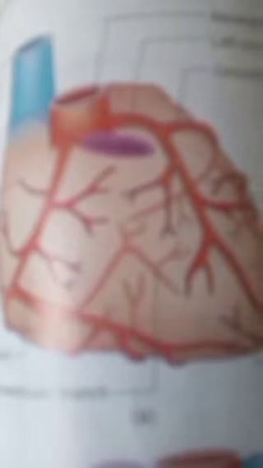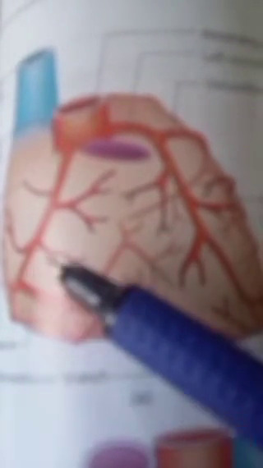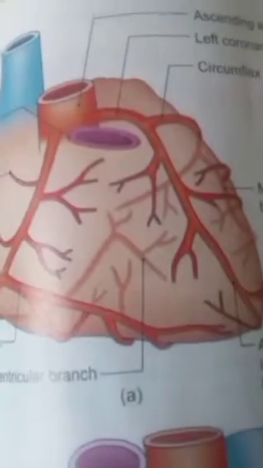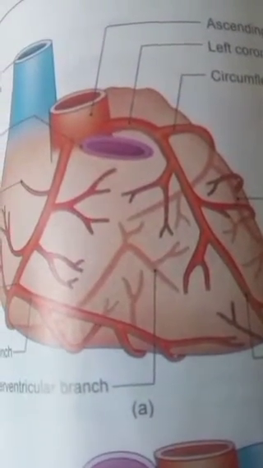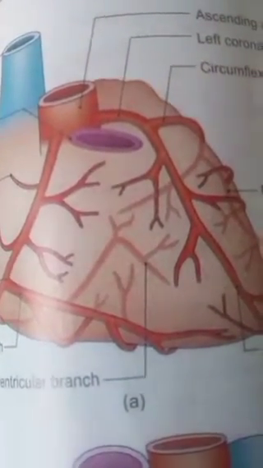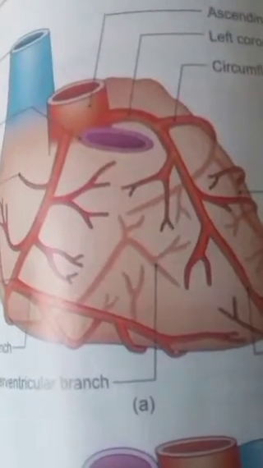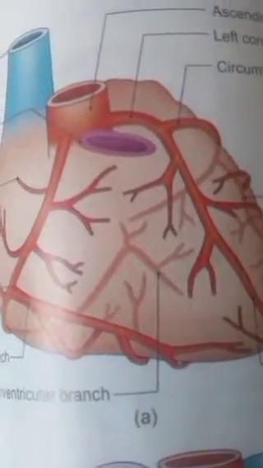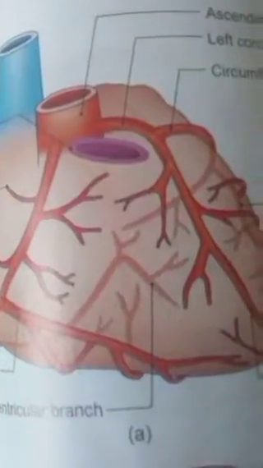The origin of the posterior interventricular branch determines the dominance of the heart. The posterior interventricular branch in 60% of individuals arises from the right coronary artery. That's why in 60% of individuals, the right coronary is known as the dominant artery. Sympathetic stimulation dilates the intramuscular arteries and constricts the epicardial arteries.